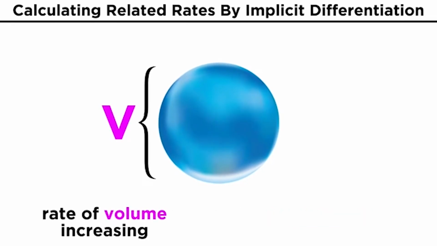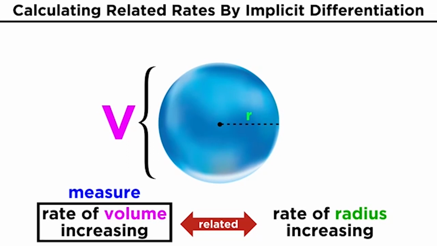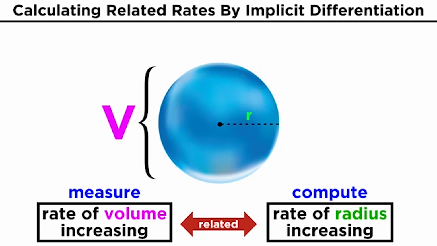Now say we want to describe the rate at which the volume of the sphere is increasing, as well as the rate at which the radius of the sphere is increasing. Both of these values are increasing due to the expansion of the balloon, and their rates of increase are related, hence related rates. But one of these is probably much easier to physically measure than the other. So rather than trying to measure both, let's measure the one that we can and compute the rate of change in the other using calculus.